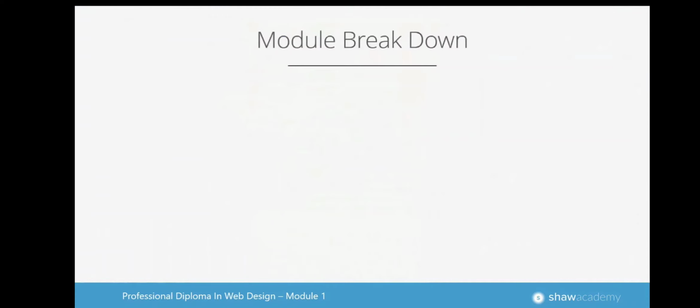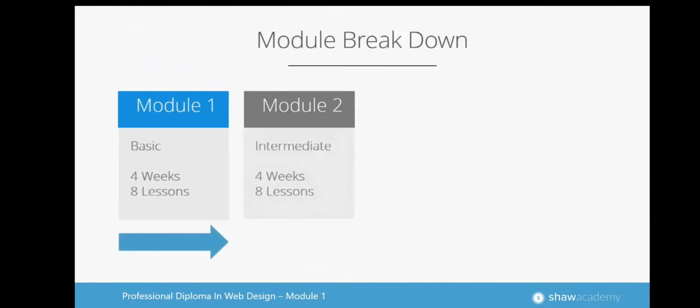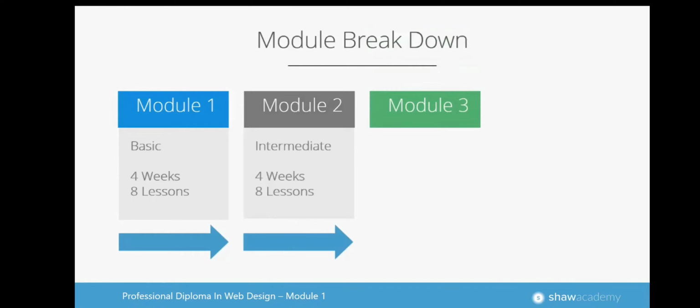So you are all currently sitting on module 1, and that is the basics of web design. This will take place over 4 weeks, and you will have 8 lessons. After module 1, we move on to module 2, which is your intermediate, and that again will be 4 weeks and 8 lessons. Then in module 3, we'll be handling a lot more advanced features of website development.